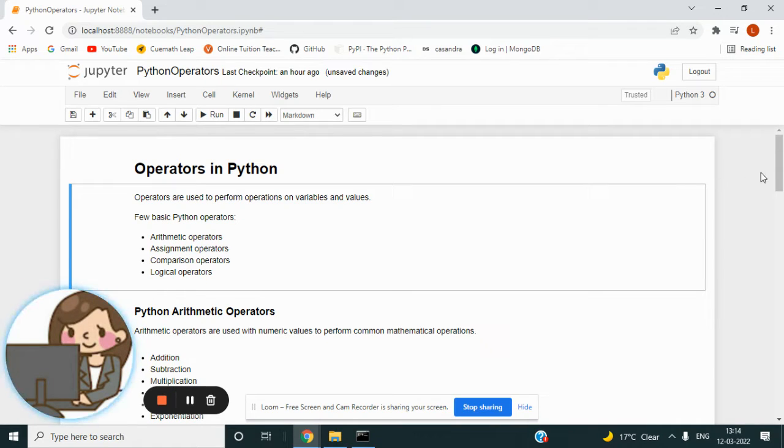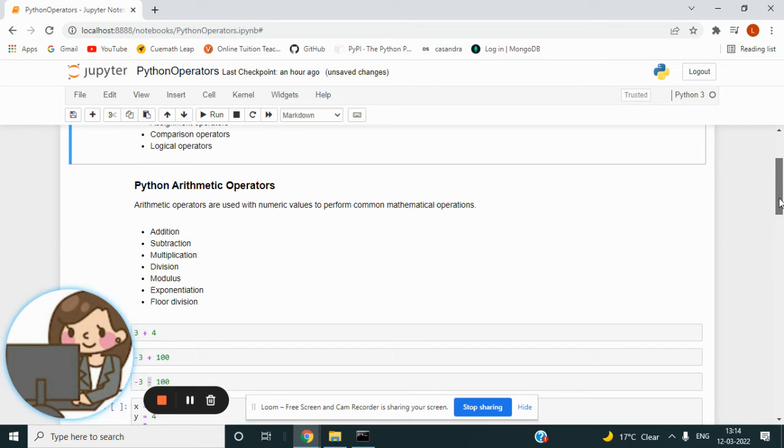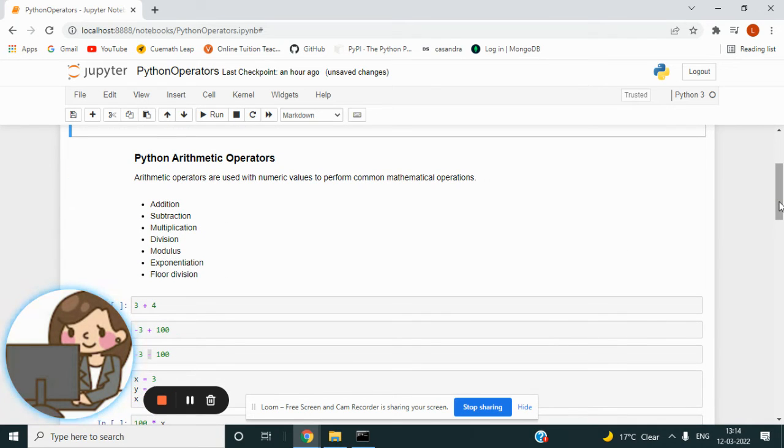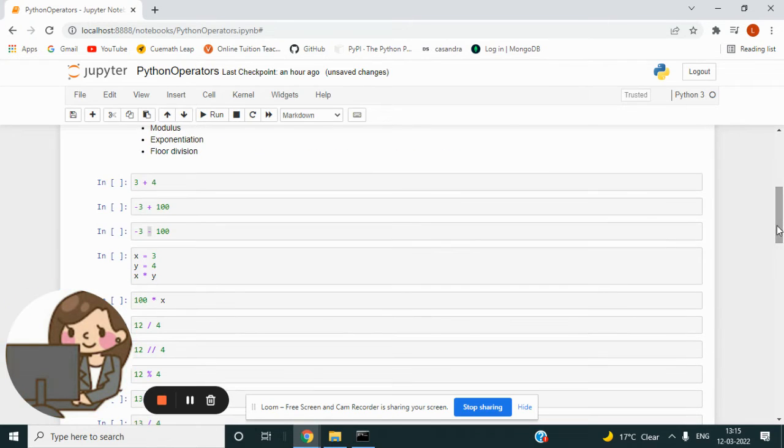In Python, let's start with arithmetic operators. What are arithmetic operators? Arithmetic operators are those operators which perform numerical calculations, mathematical operations like addition, subtraction, multiplication, division, etc. So let's see them one by one. Here we are using the usual arithmetic operators only: plus, minus, and the multiplication symbol. We'll see them one by one.